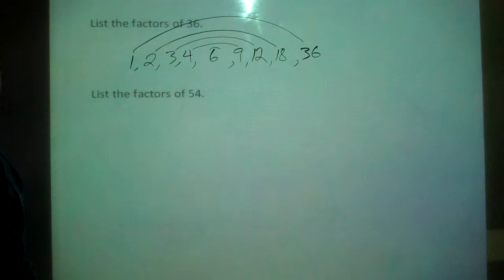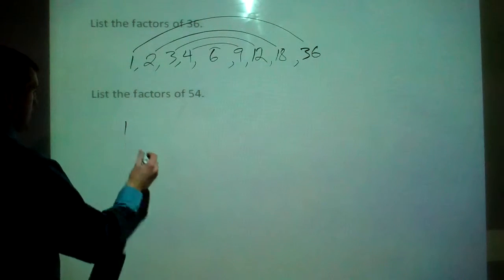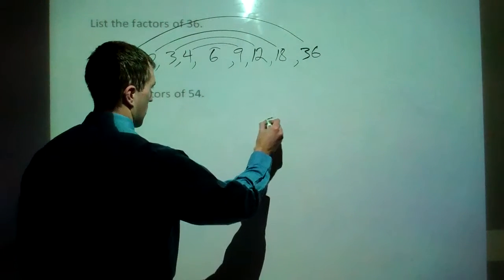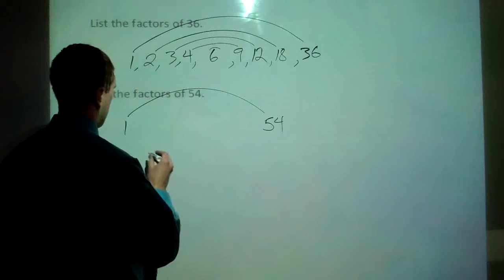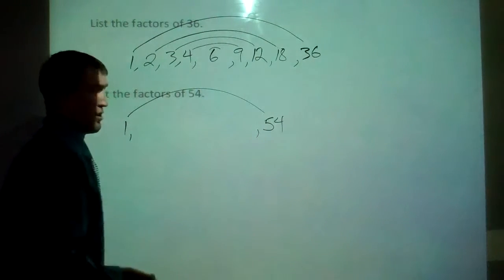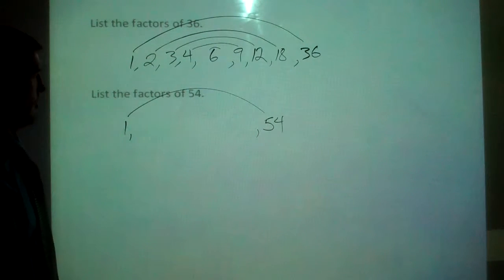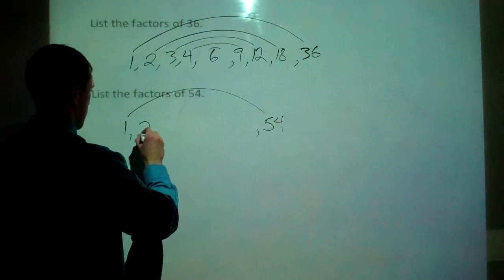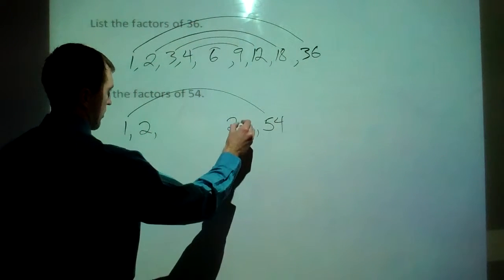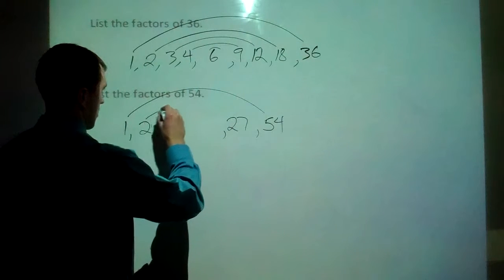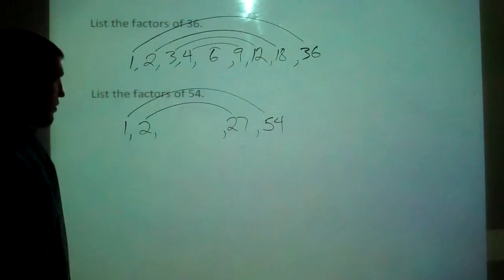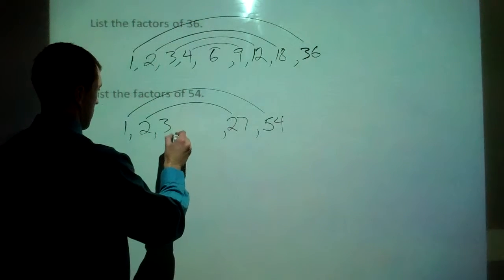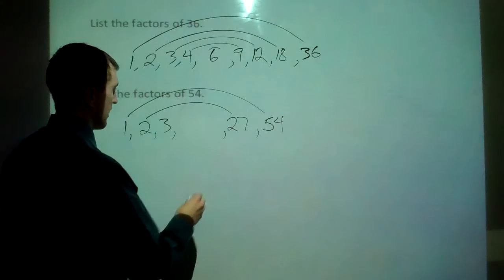Now I had them list the factors of 54. Well, I know 1 and 54, they will go together. 2 will go in there. Once again, we have an even number. 2 and 27, actually. 3 actually does go in there. 3 and 18.